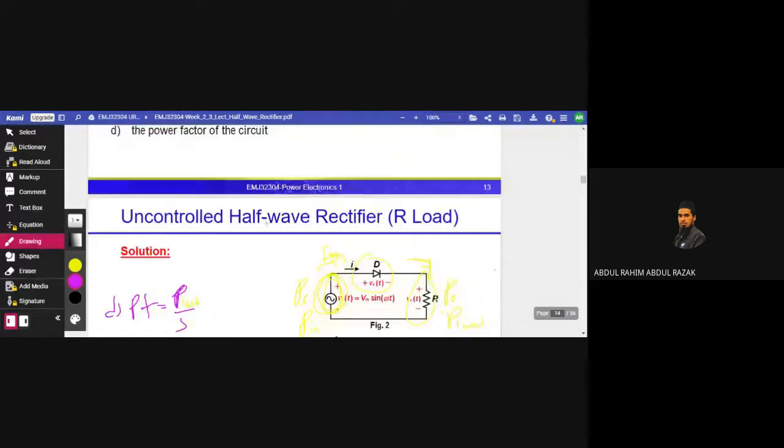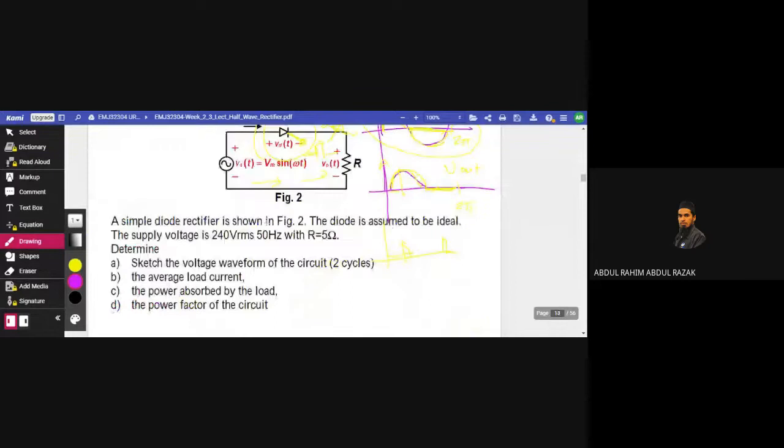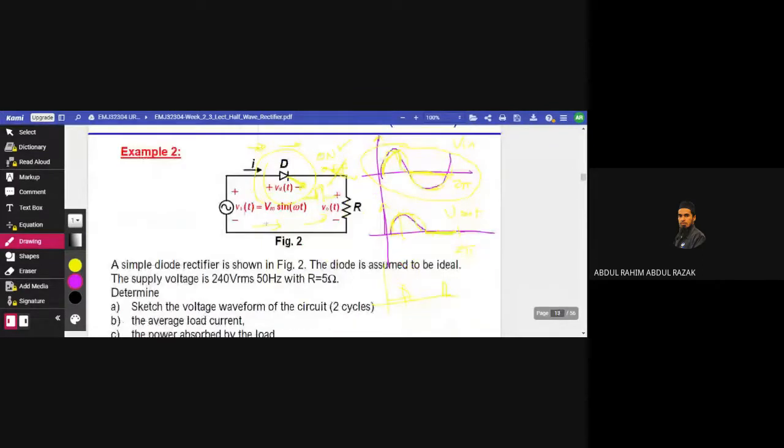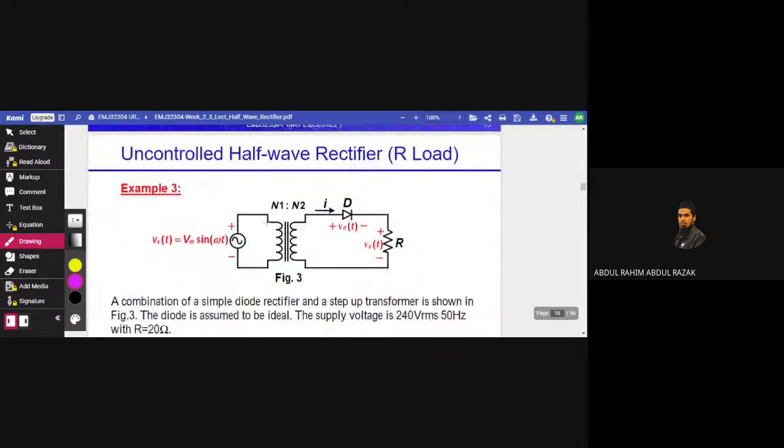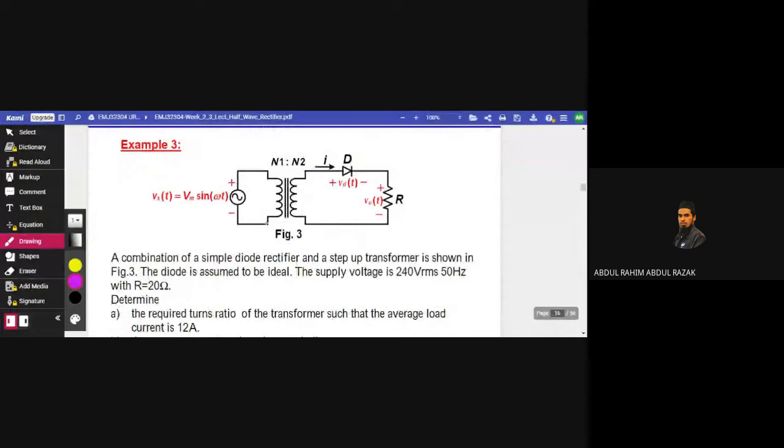Okay, that's all for uncontrolled R load of example 2. Then we go to example 3, half wave R load. Is everybody okay? Okay, sir. Okay, thank you.